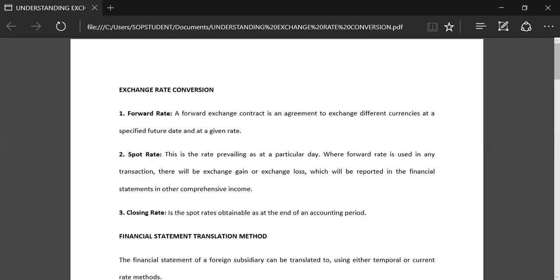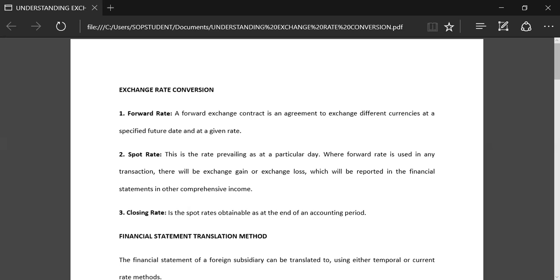This is a presentation on exchange rate conversion. In dealing with exchange rate conversions, there are three major rates that we should understand. The first is the forward rate. This is the rate that has been agreed to exchange different currency at a specified future date.